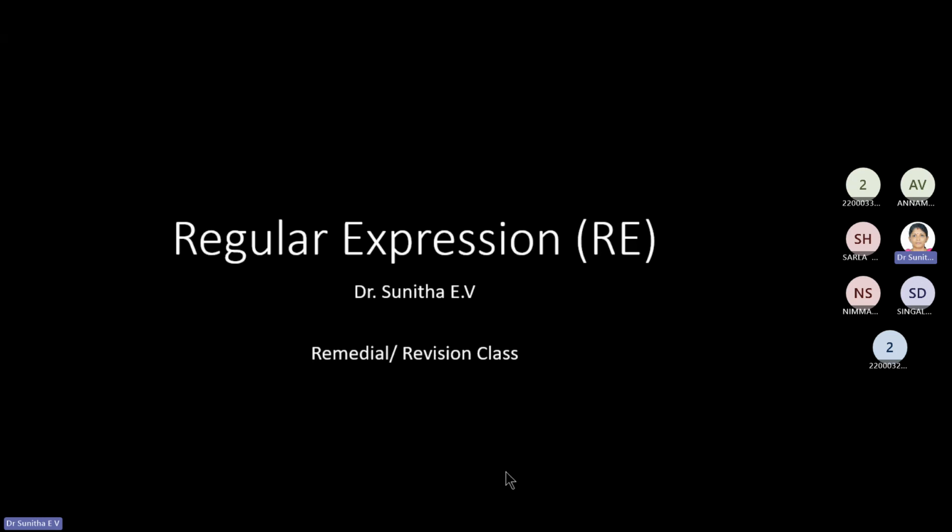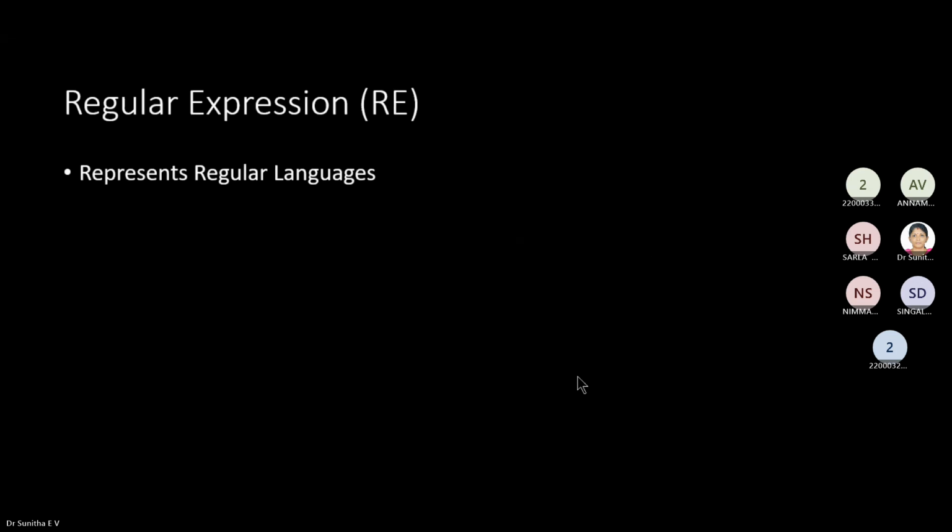So, regular expression. Today we have to complete the regular expression. Regular expression represents regular language. In the previous classes, we have seen finite automata, that is the NFA and DFA. Both the NFA and DFA we call generally as finite automata. These two are actually representing the regular languages. Another way of representing regular language is regular expression. It is a mathematical kind of expression.